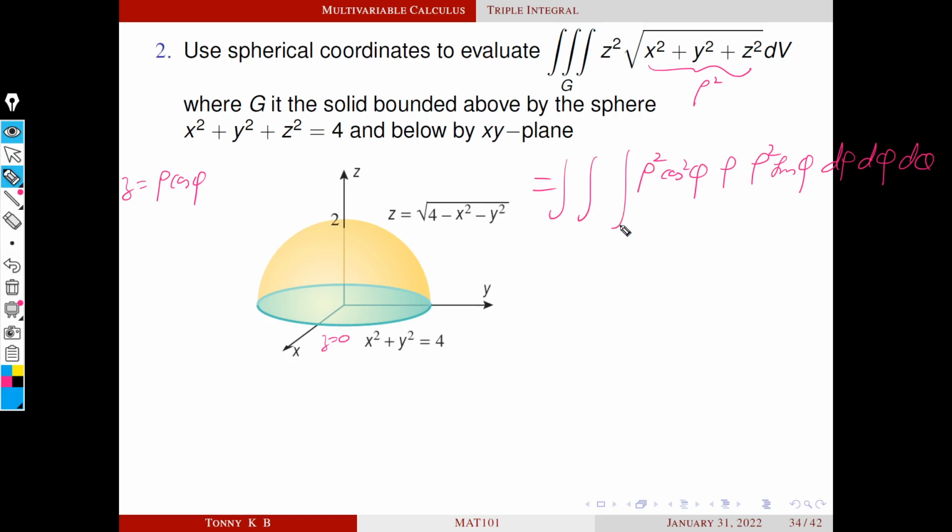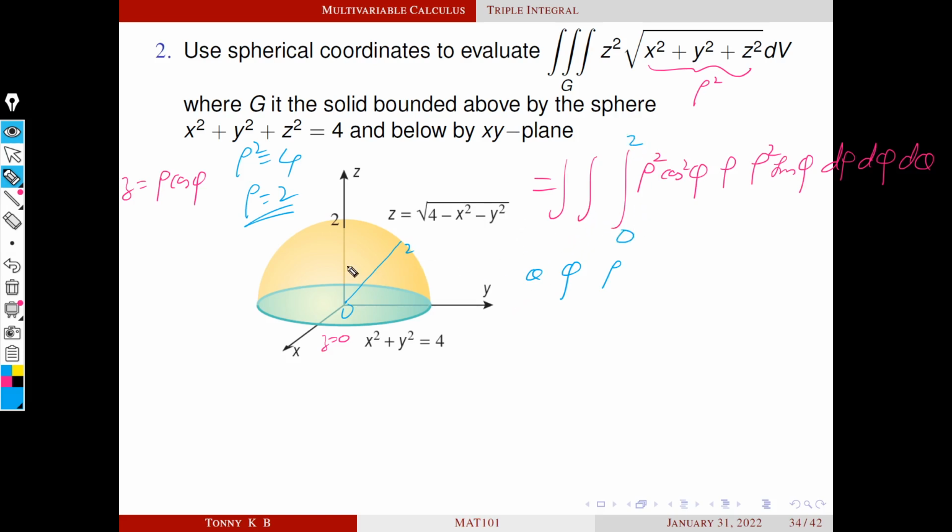Next you have to identify the range of rho, phi and theta. It is clear that rho is varying from this point up to the sphere. What is the equation of the sphere? x square plus y square plus z square equal to 4, and that means rho square equal to 4. So rho equal to 2. So rho is varying from 0 to 2.